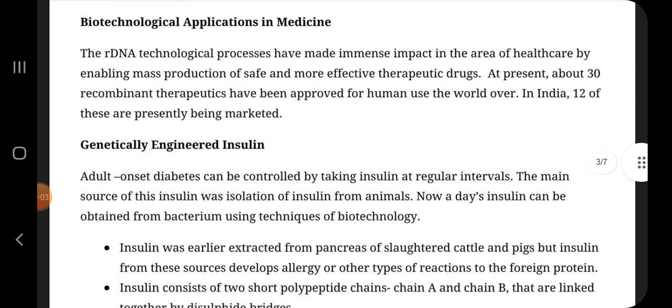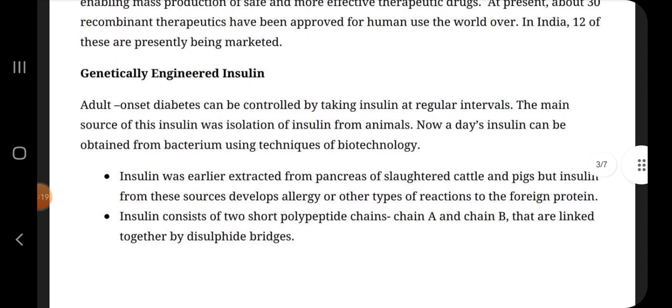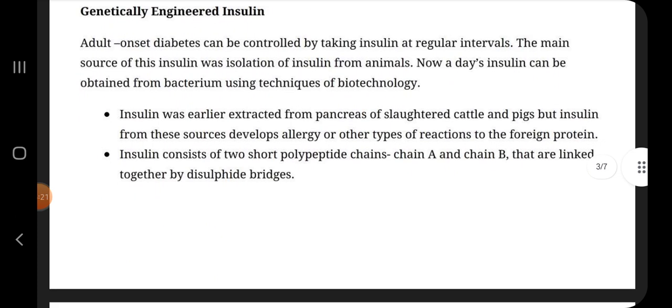Then biotechnology use in medicine. rDNA technology processes have made immense impact in the area of healthcare. At present, about 30 recombinant therapeutics have been approved for human use the world over. Genetically engineered insulin. Insulin was earlier extracted from the pancreas of slaughtered cattle and pigs, but insulin from these sources developed allergy or different types of reaction to the foreign protein.